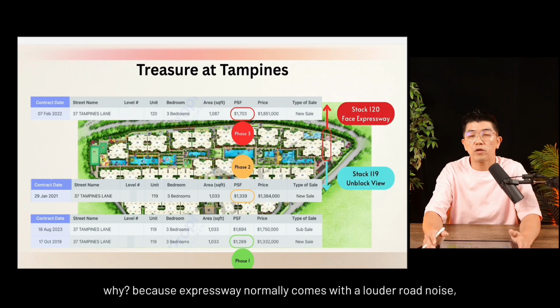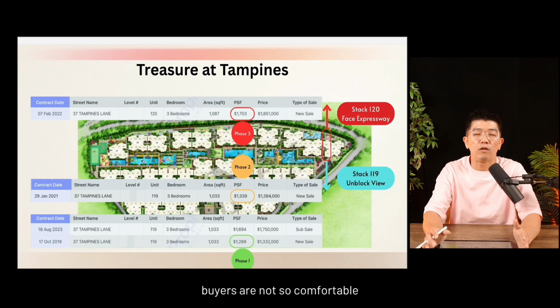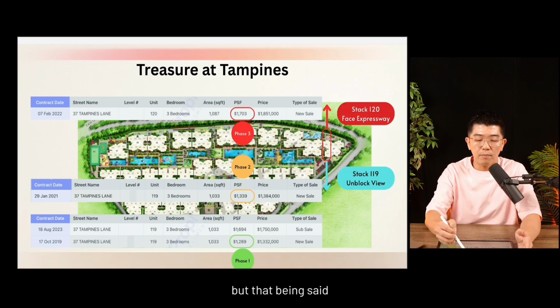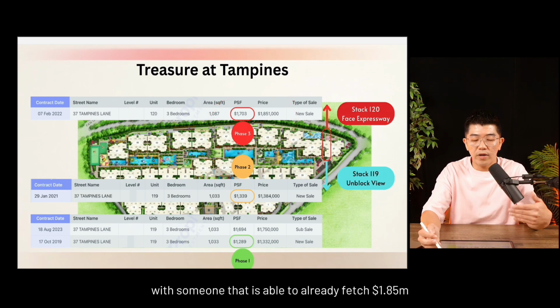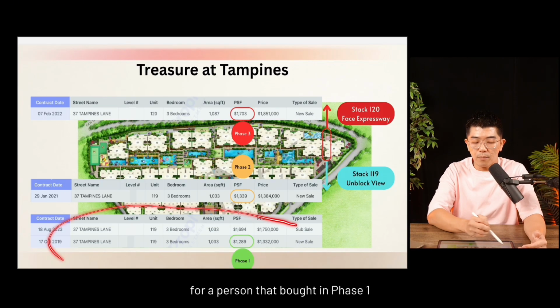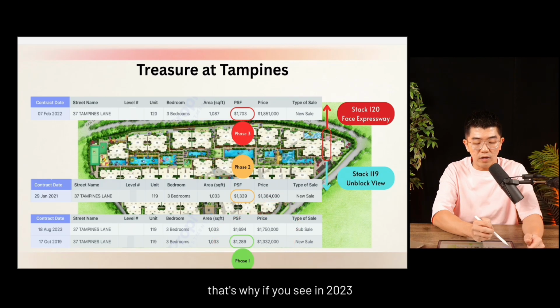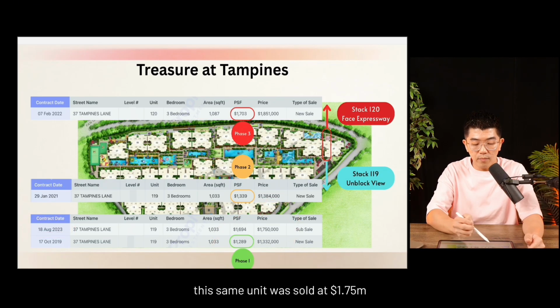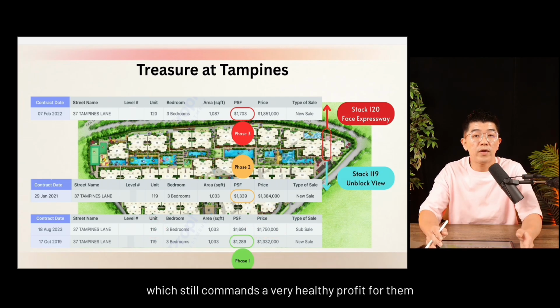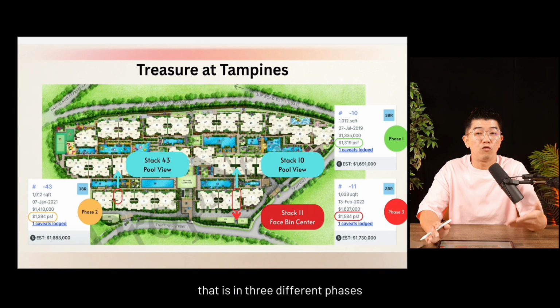Why? Because expressway normally comes with a louder road noise, which most of the time in the resale market, buyers are not so comfortable. But that being said, with someone that is able to already fetch 1.85 at this particular time frame, for a person that bought in phase 1, can I say it's easier for them to exit? That's why if you see in 2023, this same unit was sold at 1.75, which still commands a very healthy profit for them. So now let's look at another one that is in 3 different phases.